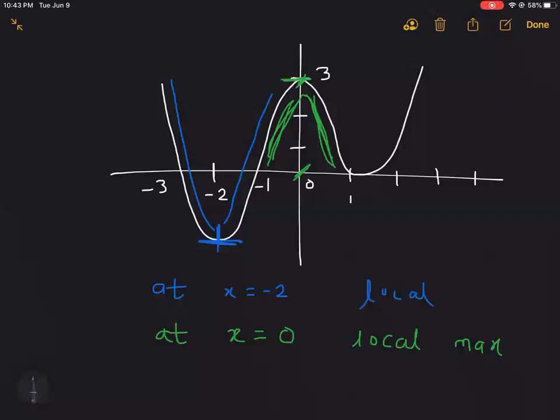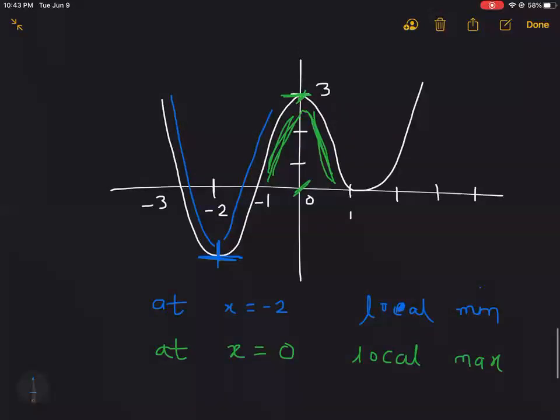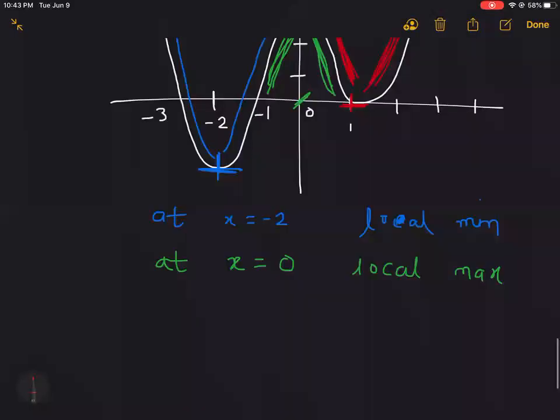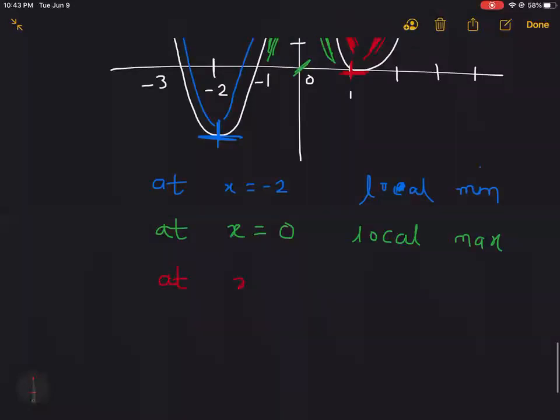I forgot to write it. It's the local min. Pardon my bad handwriting. It's getting worse and worse. I'll try to make it as clear as possible. Anyway, let's move on. And at 1, as you can see, it was initially decreasing, but after 1, it has started to increase again. And we can see we have a local min here. So we'll say at x equals 1, we have a local min. Okay, so that's how we can find local min and local max.